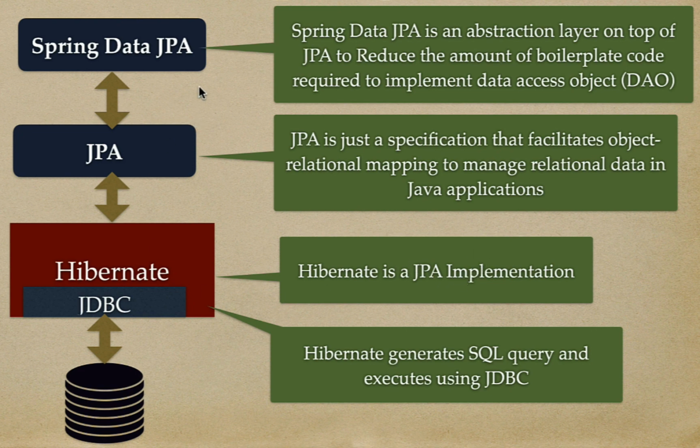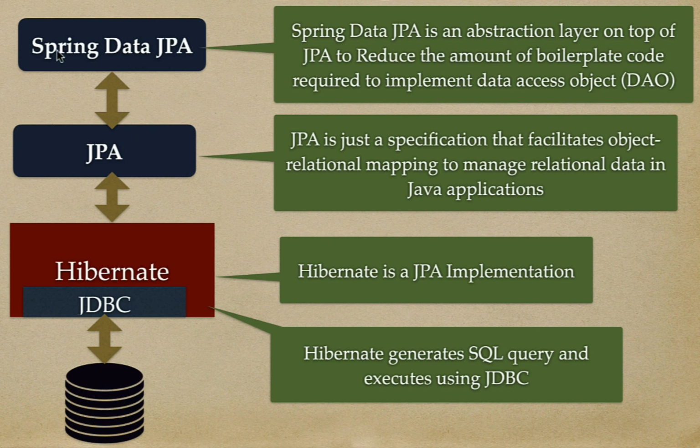Alright, on the other hand, if you look at Spring Data JPA, it is an abstraction layer on top of JPA to reduce the amount of boilerplate code required to implement the DAO layer. So Spring Data JPA is nothing but an abstraction layer developed on top of JPA to reduce the amount of boilerplate code that is required to implement the data access object.